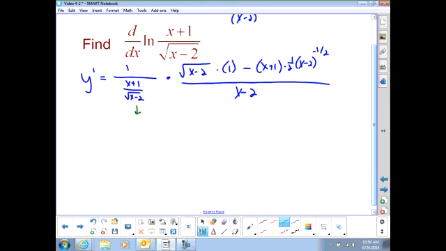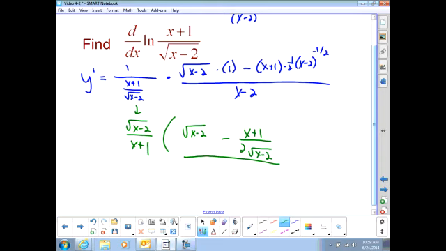So this will just become square root of x minus 2 over x plus 1 times, we'll have a square root of x minus 2 minus, we'll have an x plus 1 on top and a 2 square root of x minus 2 in that denominator, all over x minus 2.